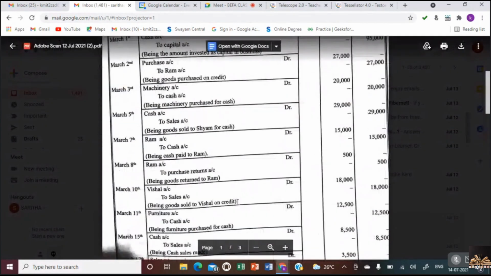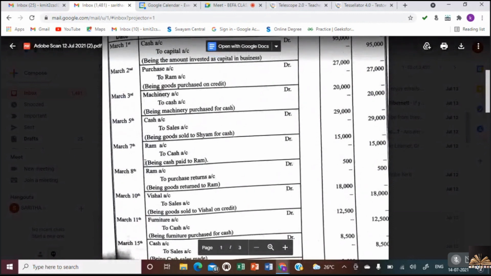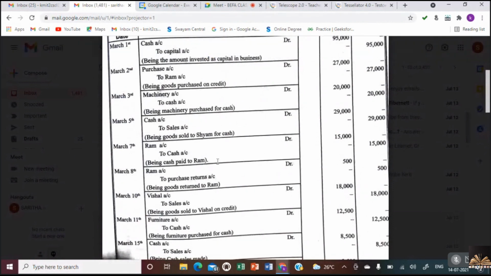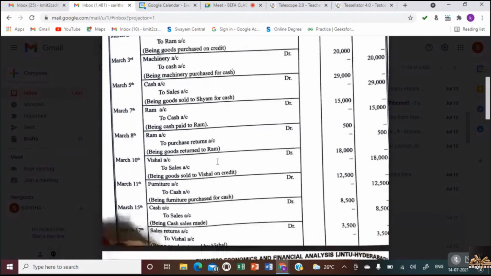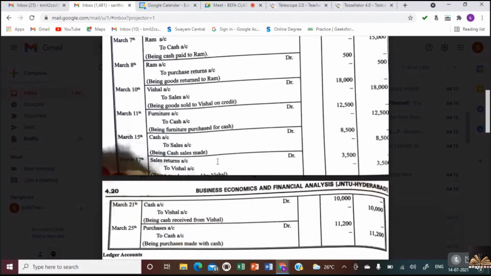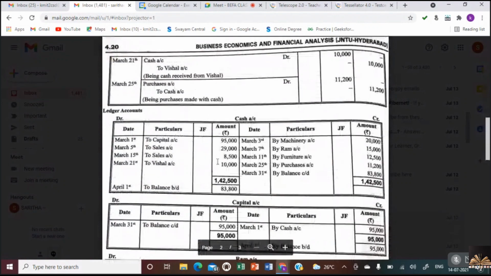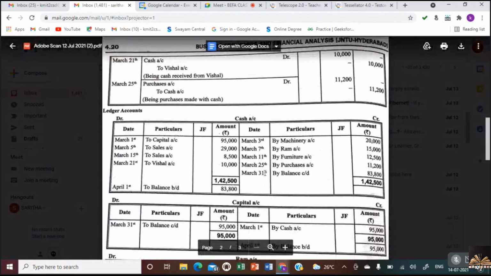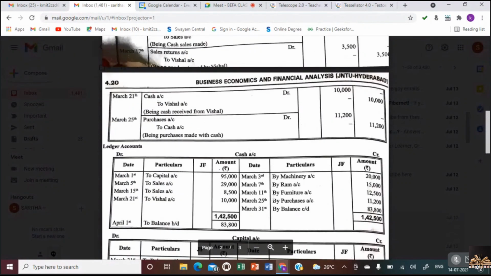Now next, RAM account debit to cash account. So we have debited RAM account. Now what we need to do? Credit the RAM account, by RAM account. How much? 15,000. By RAM account 15,000.